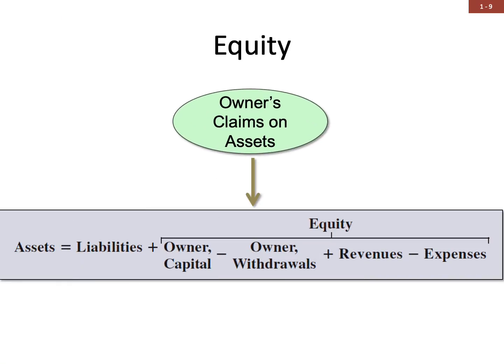Let's move on with the last component of the accounting equation, which is equity, which is the owner's claims on assets. Under the equity, we have four components. You have to remember, equity includes four components. The first component is the owner's capital.